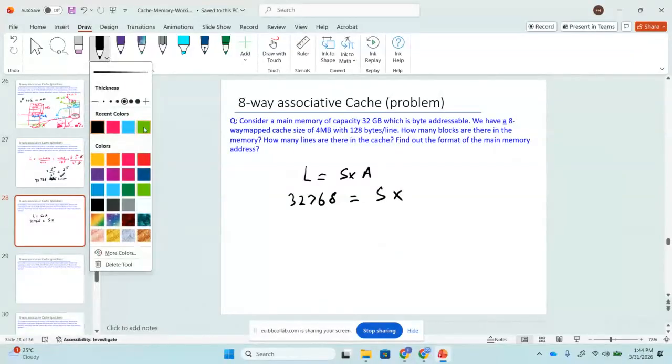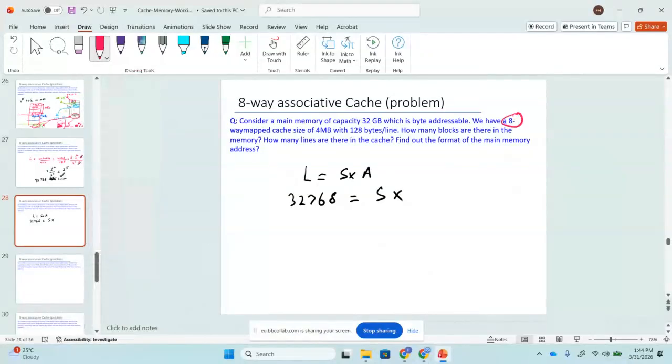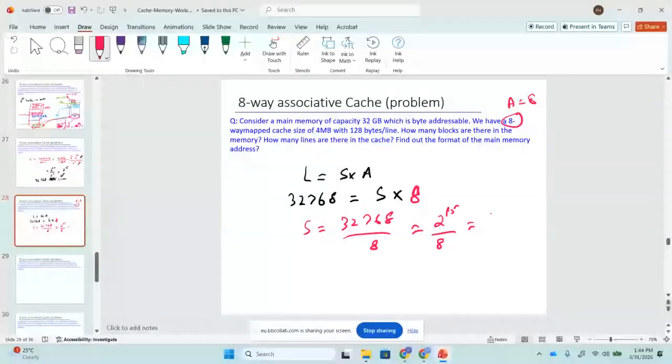A is 8. What is now S? S is equal to 32,768 divided by 8. So how many sets are there? This is 2 to the power 15 divided by 8, which is 4096. So there will be 4096 sets.